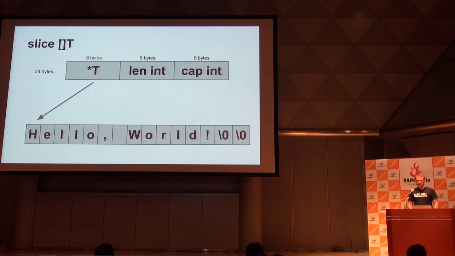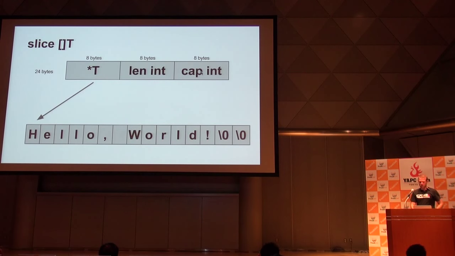Likewise, there's a slice. This is a mutable array, basically. It's a handle onto an underlying array. And this is 3 words of memory. There's a pointer to whatever. If you have T, could be any arbitrary type. And so a slice of T has a pointer to a T array. Let's say in this case it's bytes. And it has a length and has a capacity for future growth.